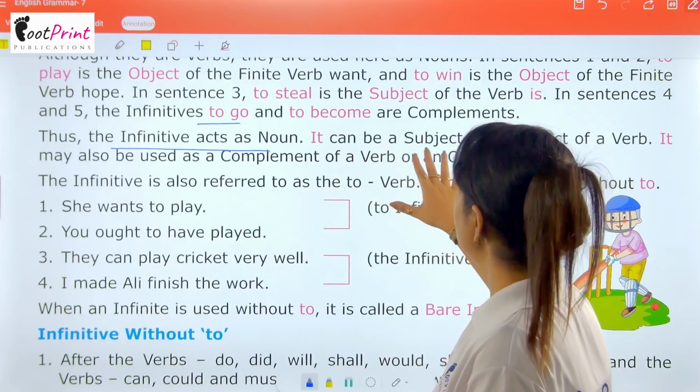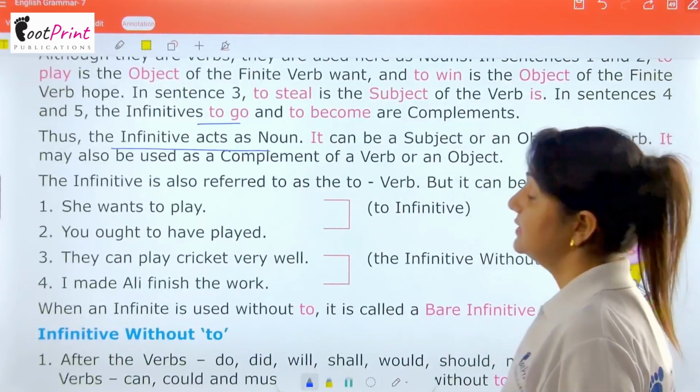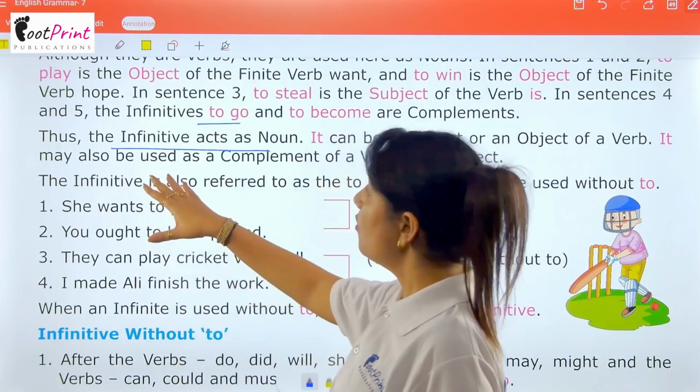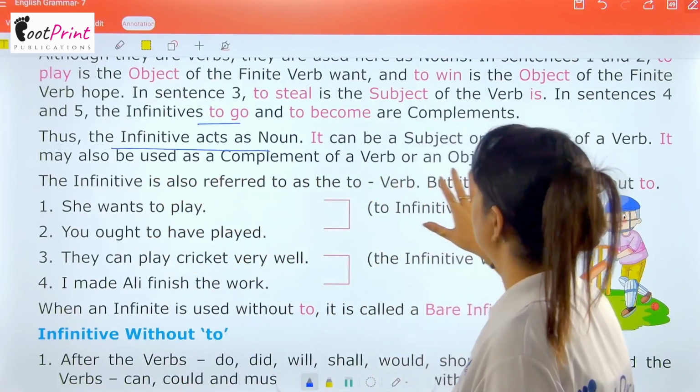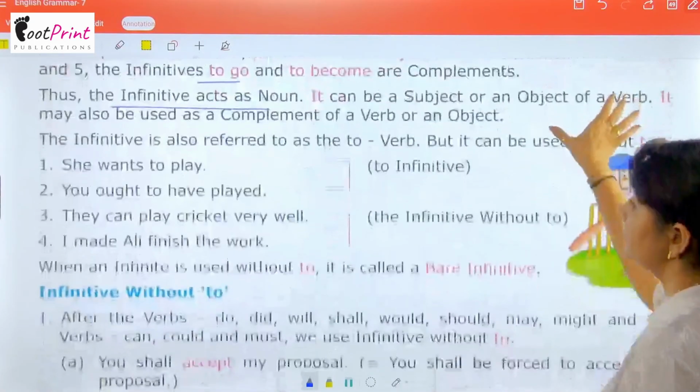So, they want to tell you that infinitives act as nouns. It can be a subject or an object of a verb. It may also be used as a complement of a verb, as you have seen here.